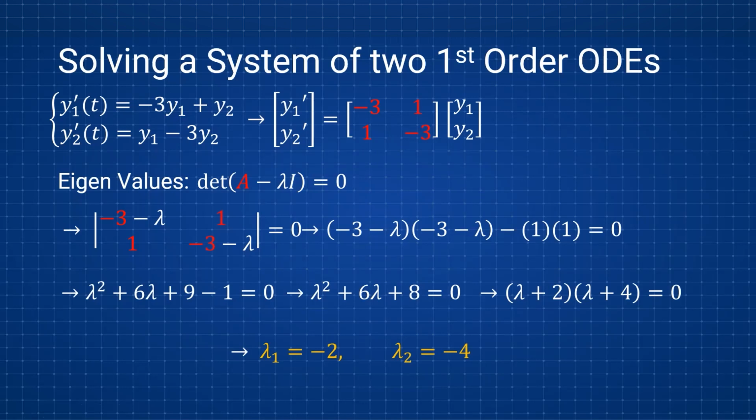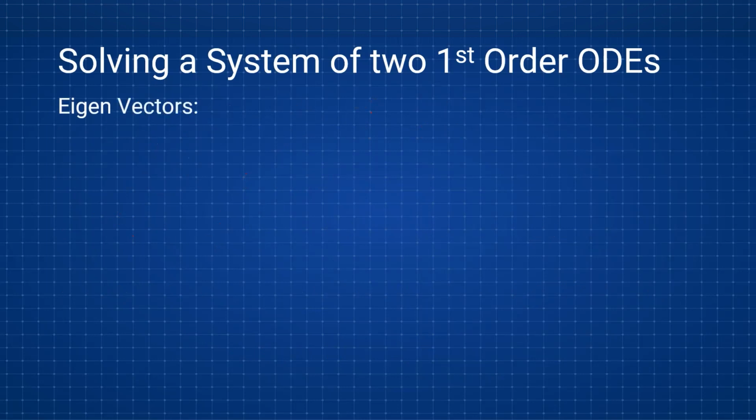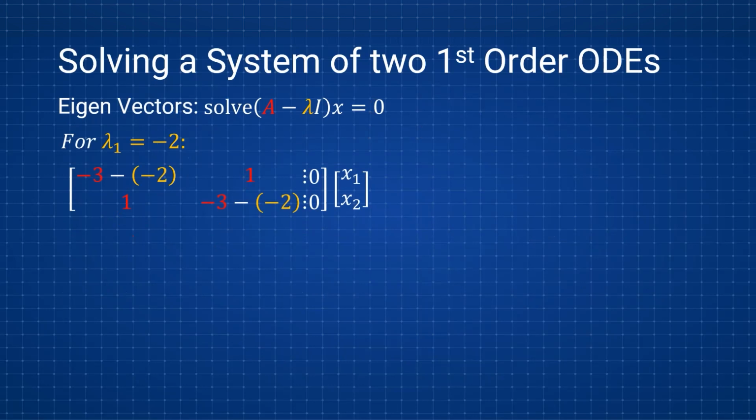Okay, so now what will be the next step? It will be using each lambda to find the eigenvectors. So let's use lambda 1 first. If you remember, the eigenvectors are found by solving matrix A minus lambda times I, times X, and setting that equal to 0. Starting with lambda 1 equals -2, we get our first augmented matrix. We have [-3 minus -2, 1; 1, -3 minus -2] times [x1; x2] equals [0; 0]. Let's simplify this. It simplifies to [-1, 1; 1, -1].